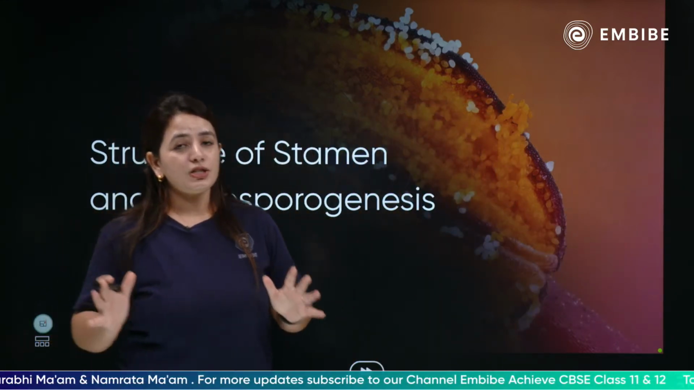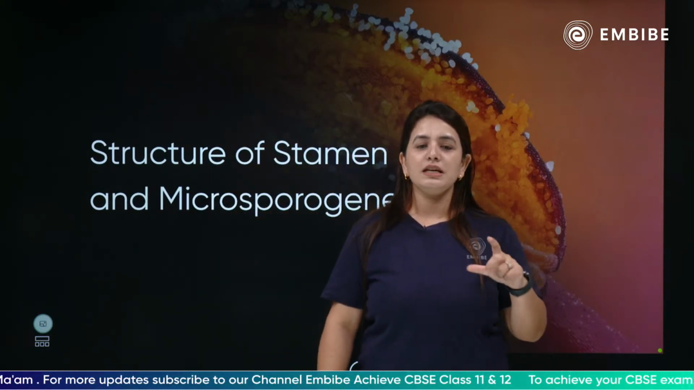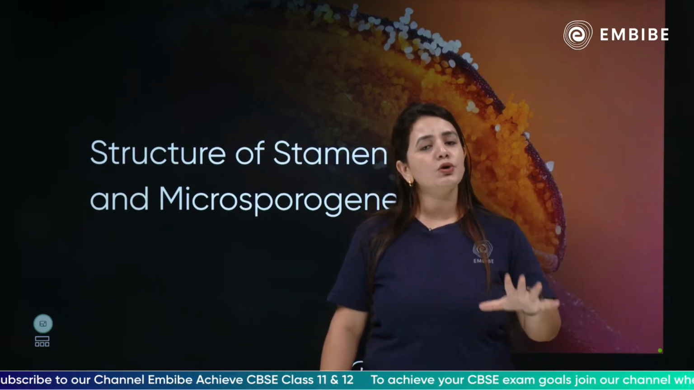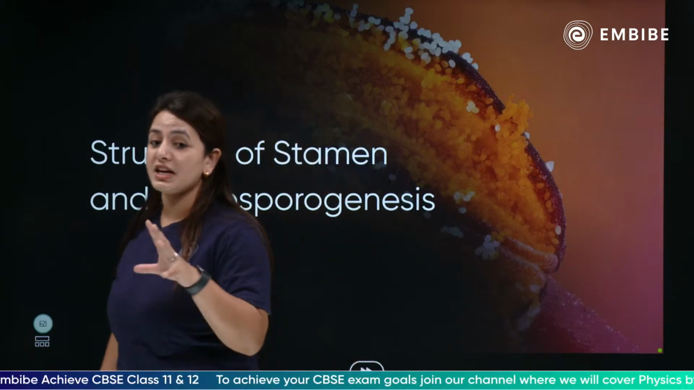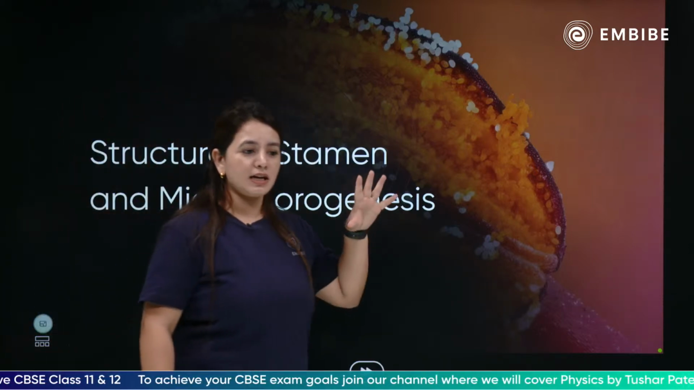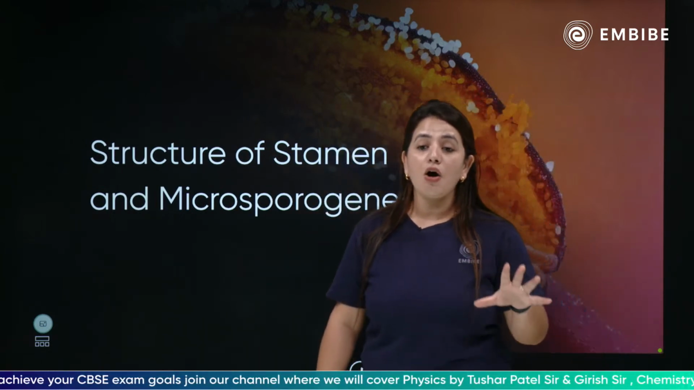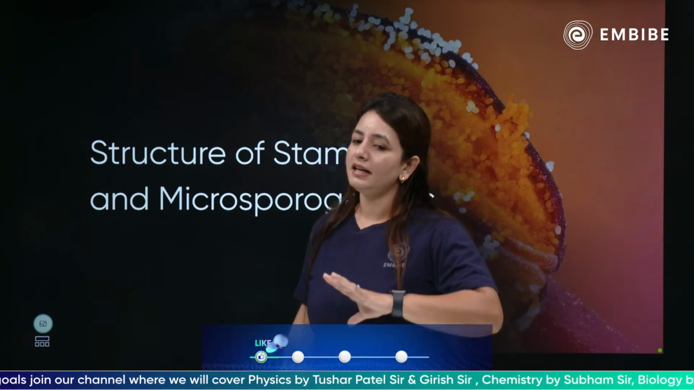Okay, so children, today we are going to discuss the whole structure. We are going to see exactly what kind of internal structure the stamen has, and also how microspore formation, microsporogenesis, takes place. Since it is a reproductive part, we will see how the reductional division takes place and how these microspores are protected and covered in several layers.